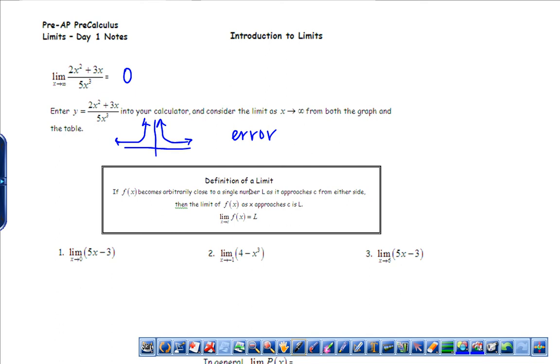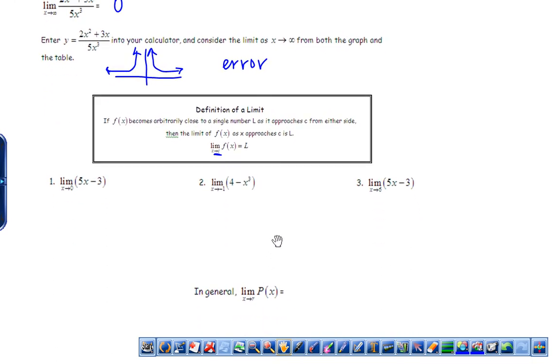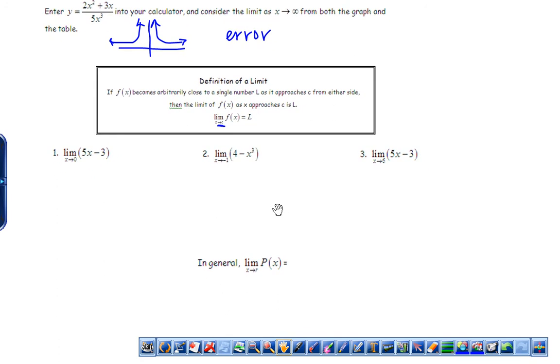Okay, so the definition of a limit: if your function becomes arbitrarily close to a single number, L, as it approaches C, and this is your C right here, from either side, then the limit of f of x as x approaches C is L. So what this is basically saying now is that we are not necessarily going to see a limit right here on all these. We're going to see a number now.